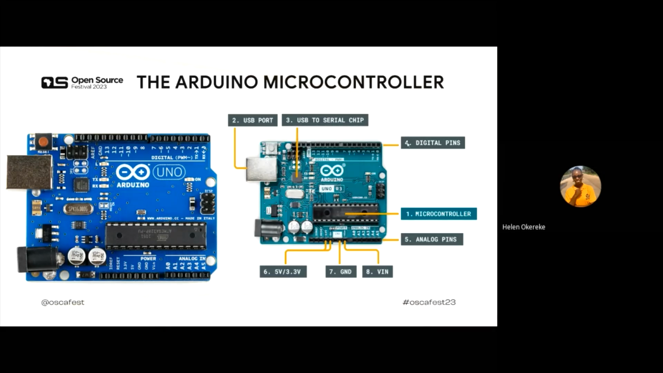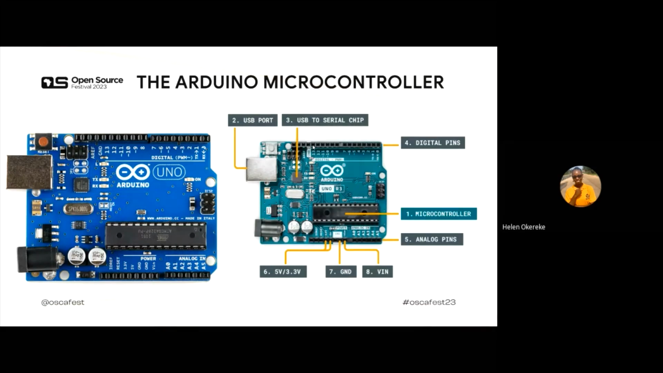Now, this number 4 is labeled as the digital pins. I know you can see this very well. From this 0 till pin 13, these are pins on the Arduino board. So from 0 to pin 13, they are called the digital pins. Now, these digital pins can only have 2 values. It's either 0 or it's 1.